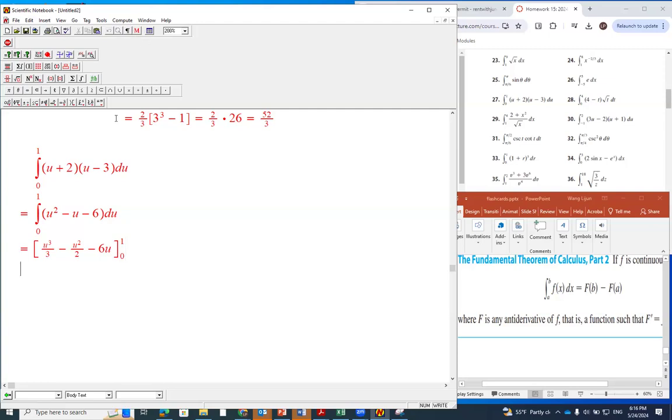Now we're going to plug in 1. So all of these in the bracket, we plug in 1 as if we're doing capital F of B. So this u will be replaced by 1. Subtracting capital F of A, all of it in the bracket, u will be replaced by 0, right? Of course, the latter is 0. Let's see what we get in the end. We get 1/3, subtracting half, minus 6.